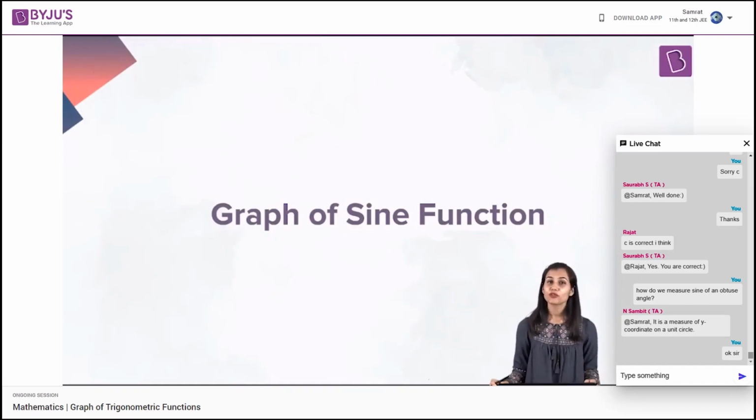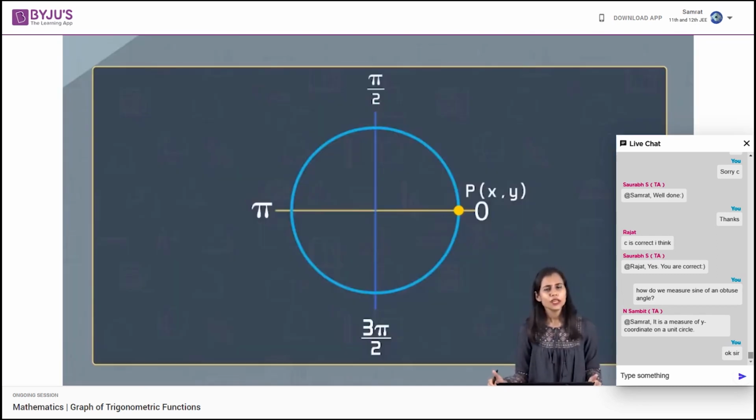I'm sure you would remember all the basic facts about the sine ratio. So let's quickly check out a video and understand how the sine function behaves and how we plot the graph of the sine function. We have already learned that if this is a unit circle with a point P on it, then sine theta is nothing but the y coordinate of point P, isn't it?